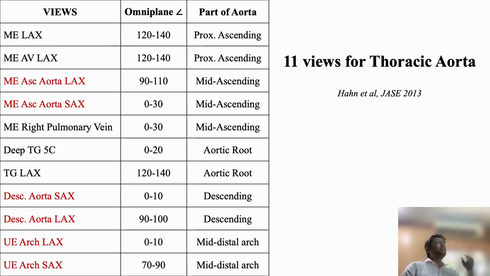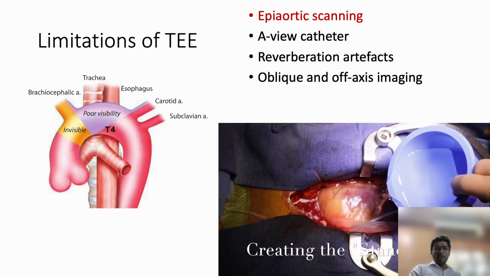As per the 2013 guideline, there are 11 views of the thoracic aorta. The red marked ones are specific for the aorta, and the rest of the views are associated with other structures that are shared with the aorta. There is the mid-esophageal ascending aorta long axis view, mid-esophageal ascending aorta short axis view, descending aorta short axis, descending aorta long axis, upper esophageal arch long axis and upper esophageal arch short axis.